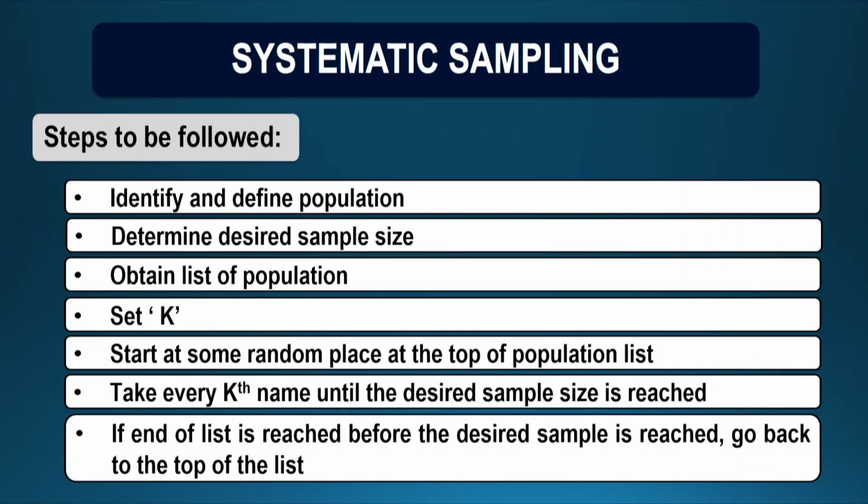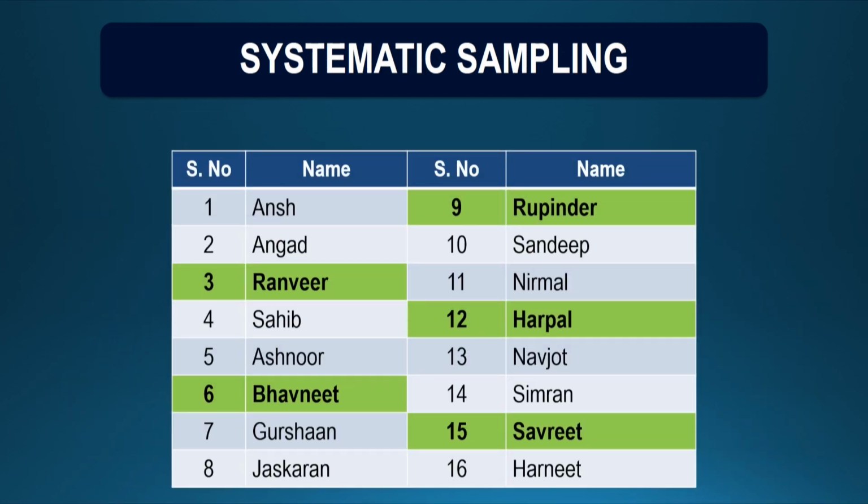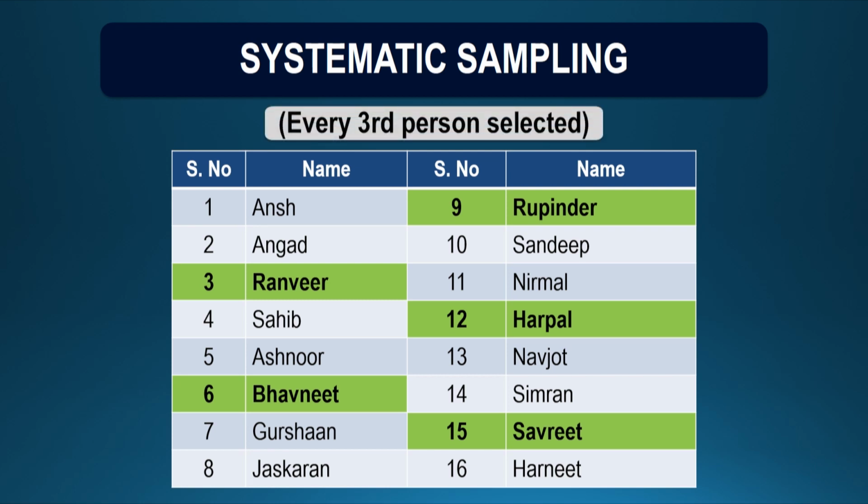The steps to be followed in systematic sampling technique are: take every kth name until the desired sample size is reached. If I have a list of my class students and I want to use systematic sampling technique, and according to my desired sample size my kth unit is the third unit, then from the list of students, I need to select every third individual.